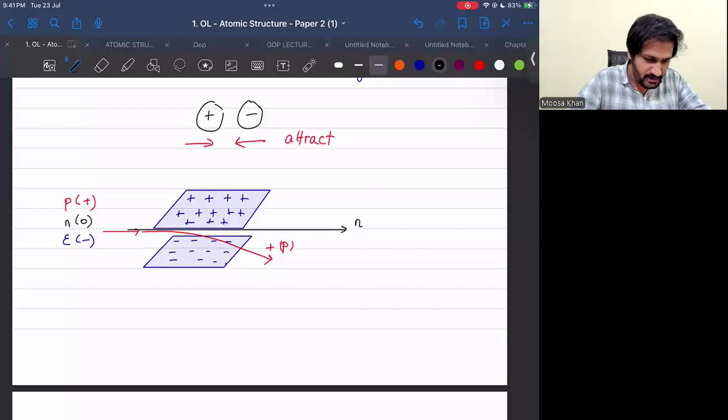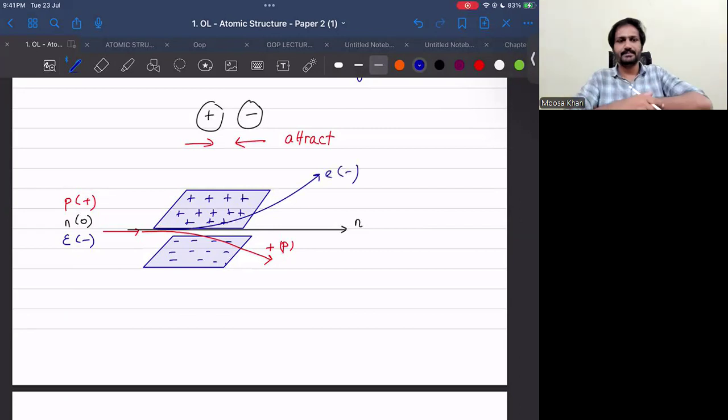What about electrons? Electrons are negatively charged, so they should be deflected towards the positively charged plate, right? Is it clear? Electrons are deflected towards the positive plate. Protons being positive are deflected towards the negative plate as the negative plate attracts them. Unlike charges attract, and neutrons being neutral pass undeflected.